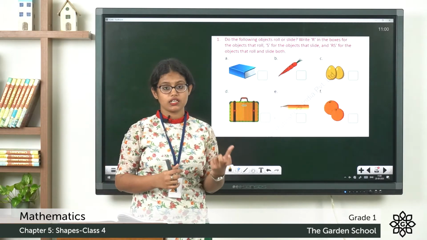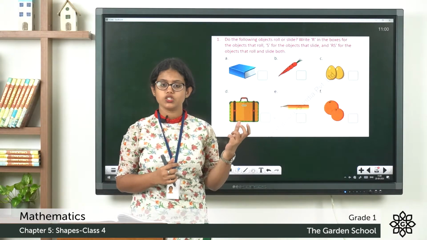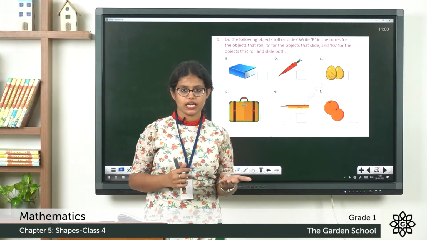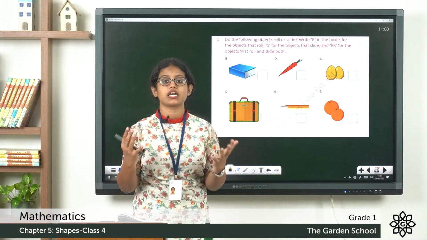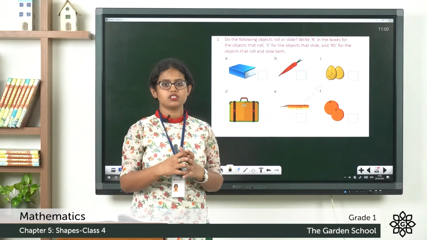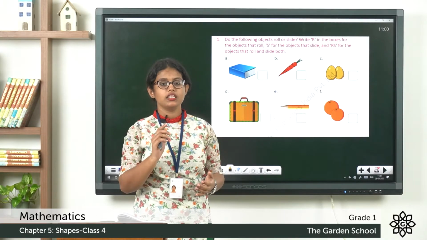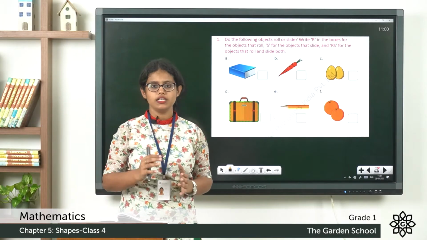You can take an eraser, keep it on the table, and just push it. You can see whether it can roll or whether it can slide, and you can write it down in the book. You can take things around you, experiment, and find out how they move. Will it roll or will it slide? Then you can write the answer. You can write the examples here in the textbook.